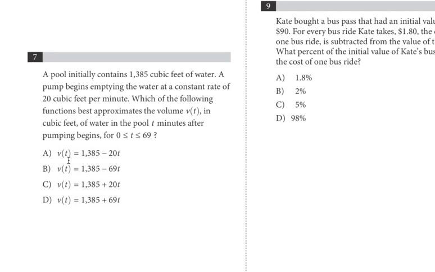This exactly represents the model we have seen. Now this is minus 20. For every unit of t, 20 cubic feet is discharged or emptied. Therefore, option A is the answer.